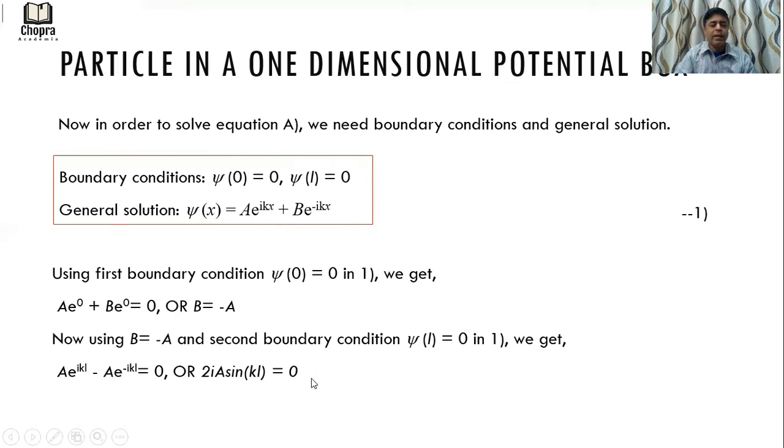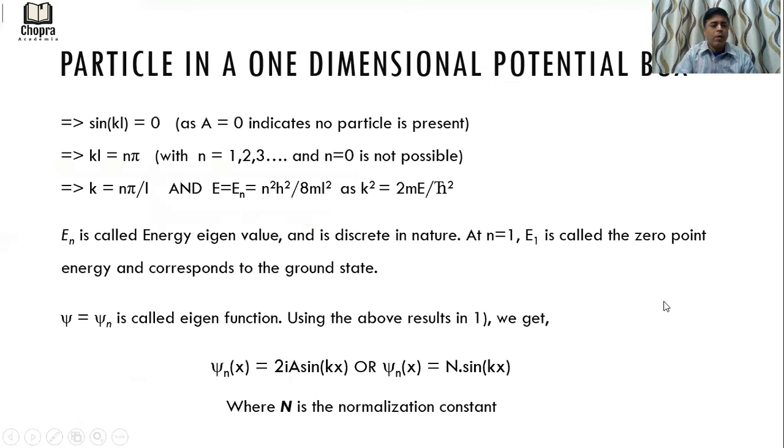So now if 2ia sine kl is equal to 0, what can be the solution? Either a is equal to 0 or sine kl is equal to 0. Now if a was equal to 0, then if you go back here, you will see b is equal to minus a in equation number 1.